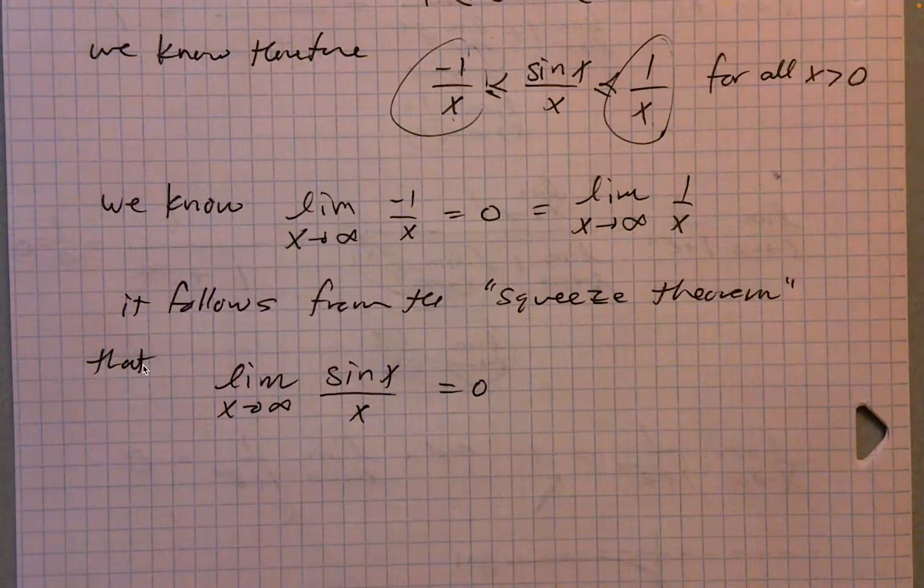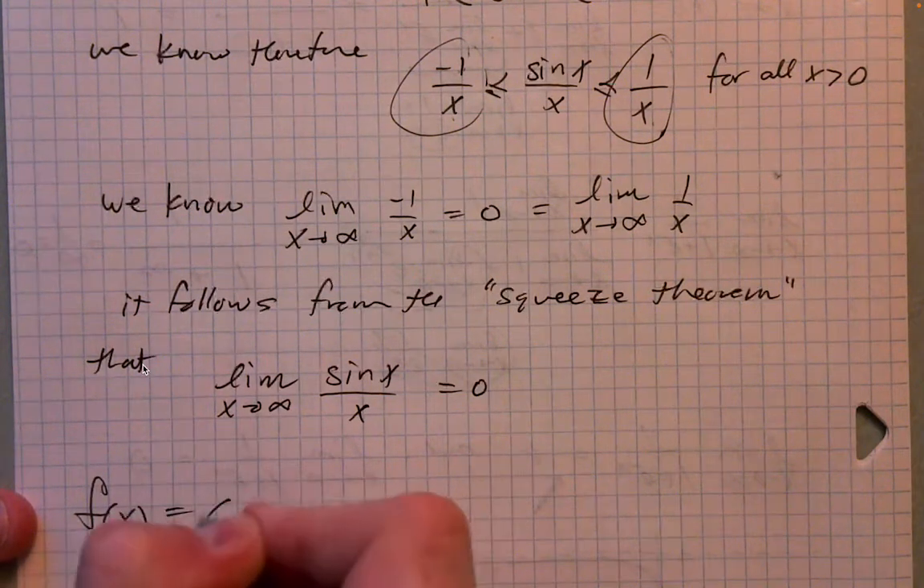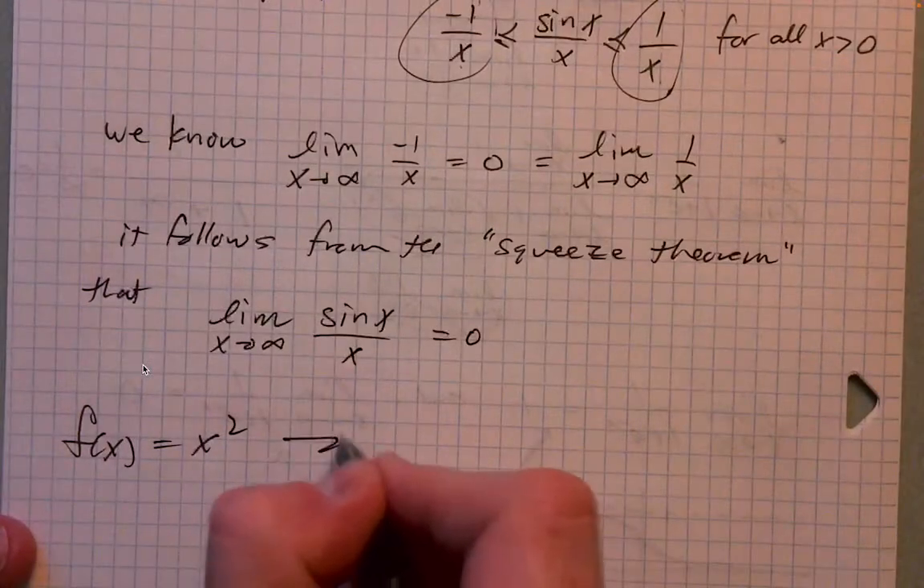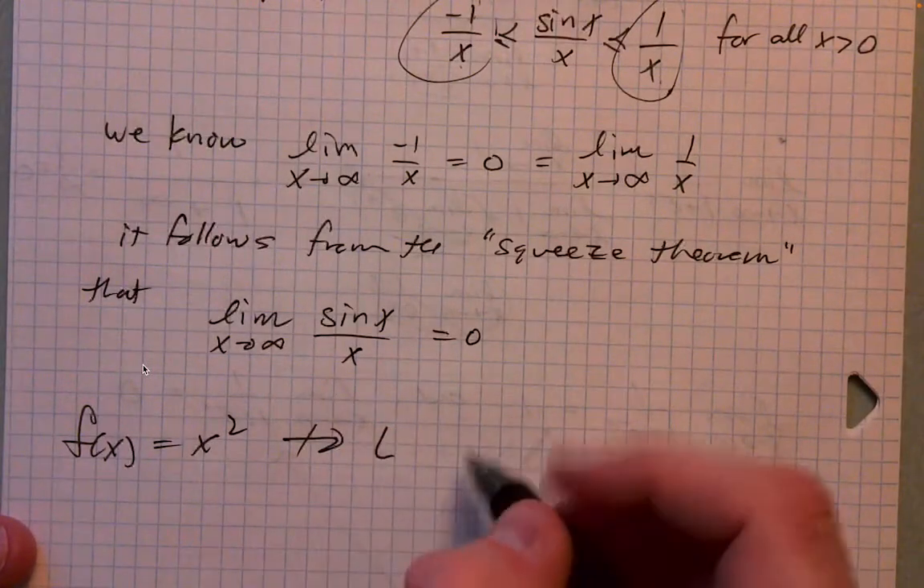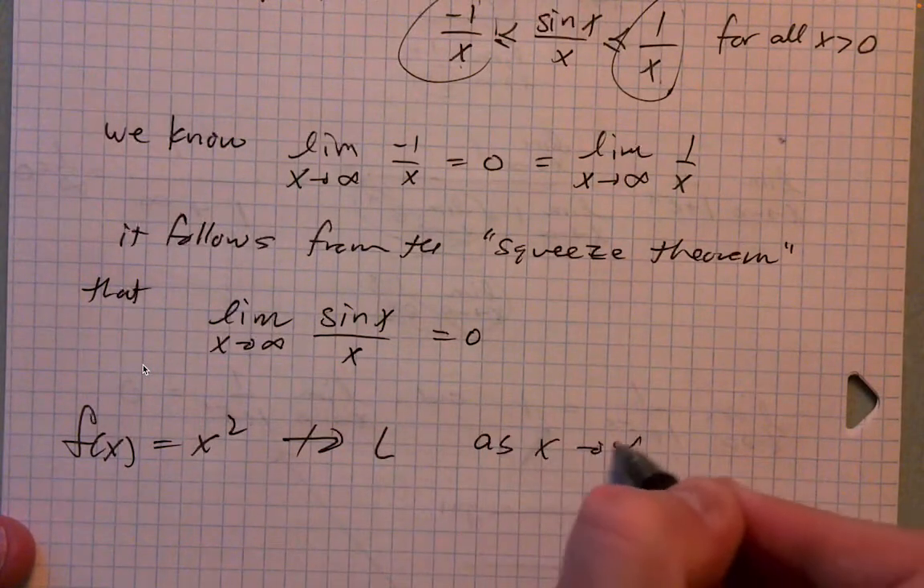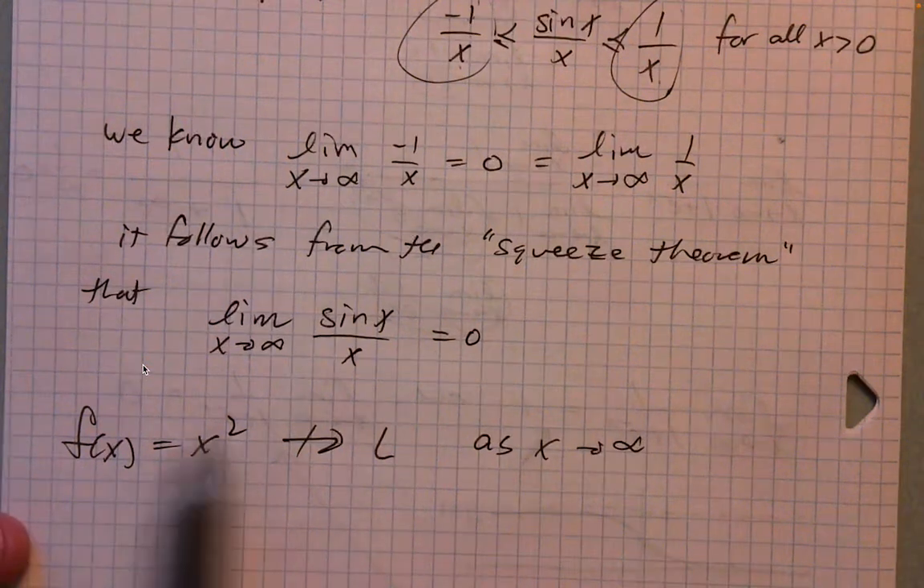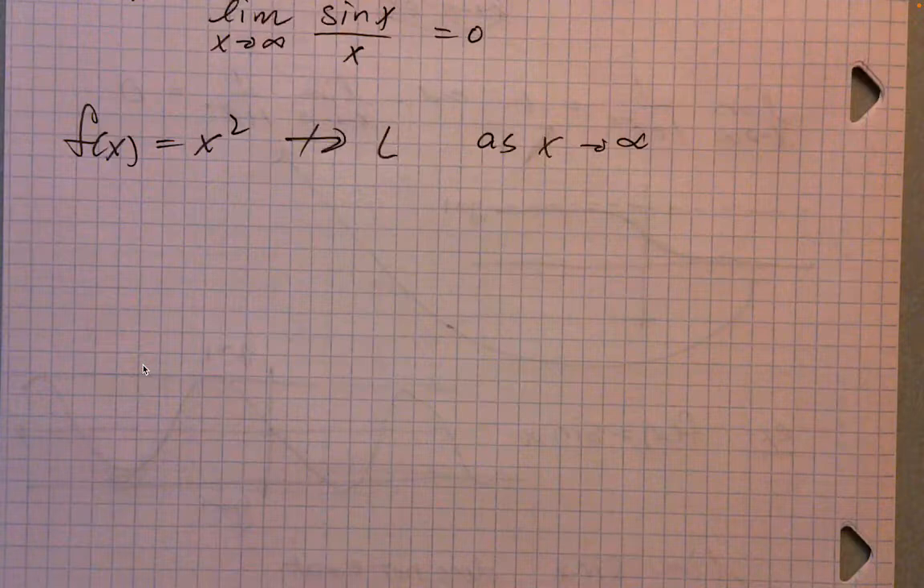So these are just a few examples. In general, functions do not approach finite limits as x approaches infinity. So, a clear example: it does not go to some L as x goes to infinity. This one clearly diverges to infinity.